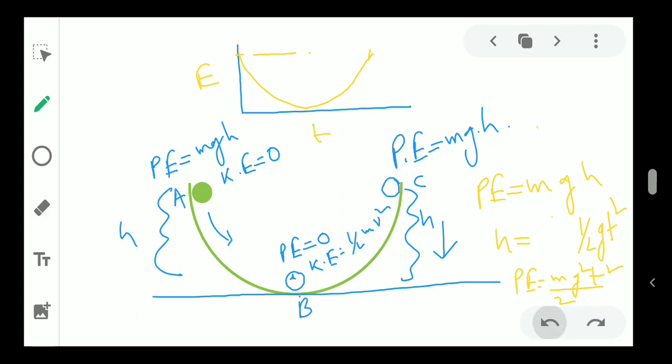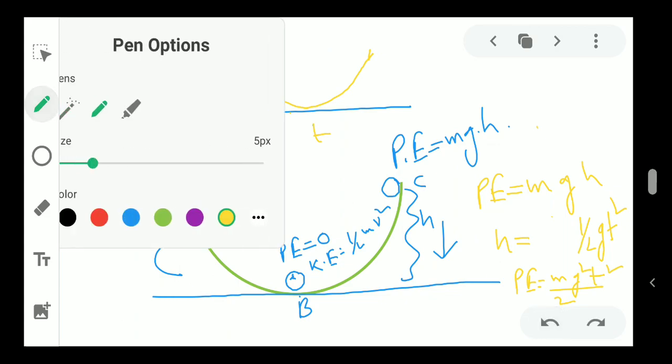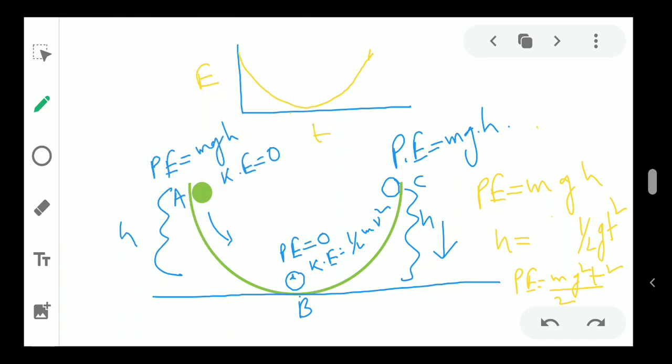But how will the kinetic energy change? I'm using violet for kinetic energy, and you can see the kinetic energy was 0 at the beginning, but now it is increasing. Kinetic energy is half mv square, where v varies with t as v equals u plus at, so you can write directly gt. So v square is again t square, and your kinetic energy is half m g square t square. So both are almost the same, and in that case also it's parabolic, but it will be like this.